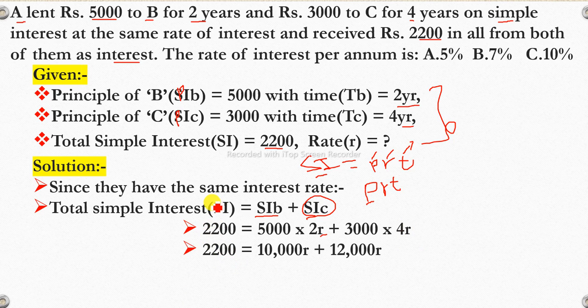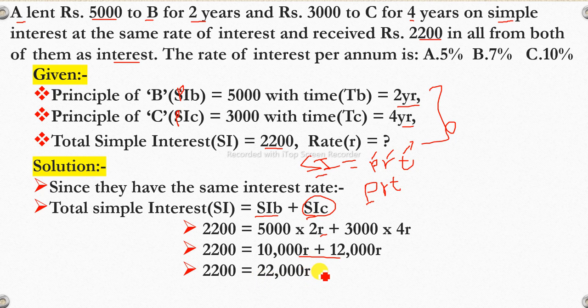As the total simple interest is given, 2,200 is equal to 5,000 times 2, which is 10,000 R, plus 3,000 times 4, which is 12,000 R. So when we sum this together, we get that 2,200 is equal to 22,000 R.